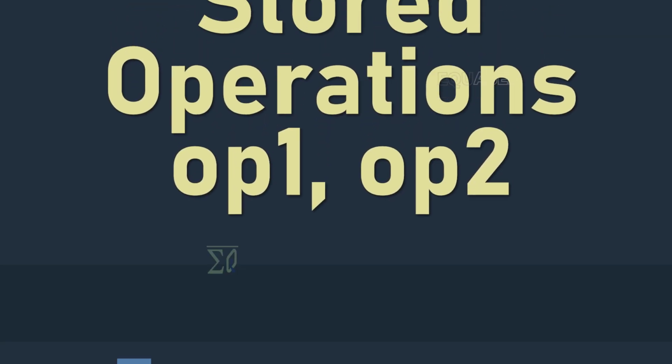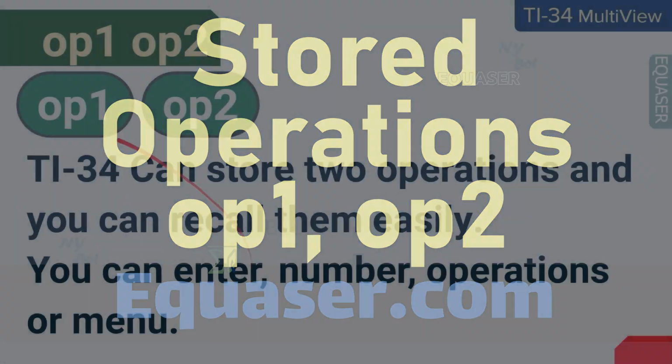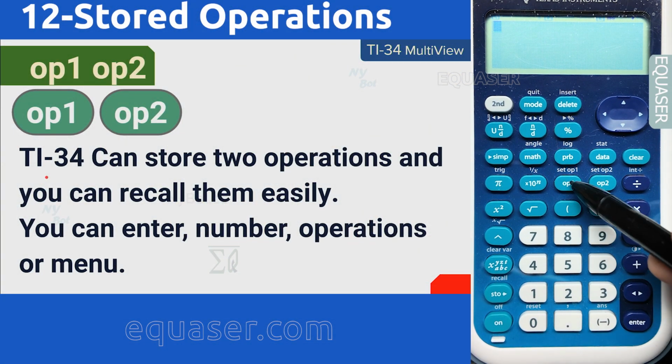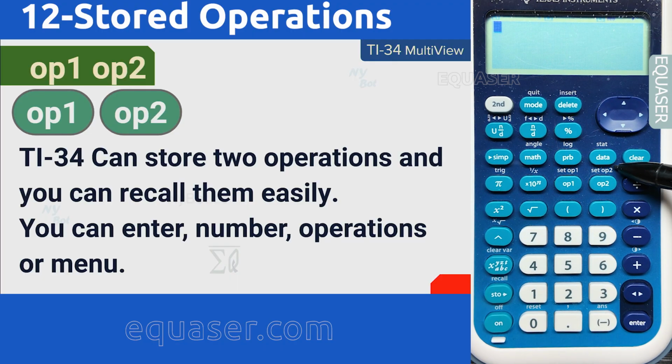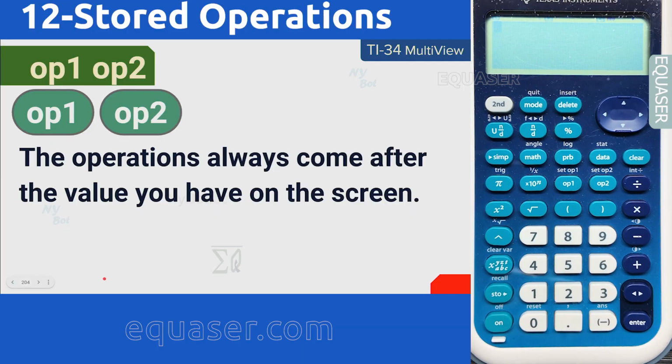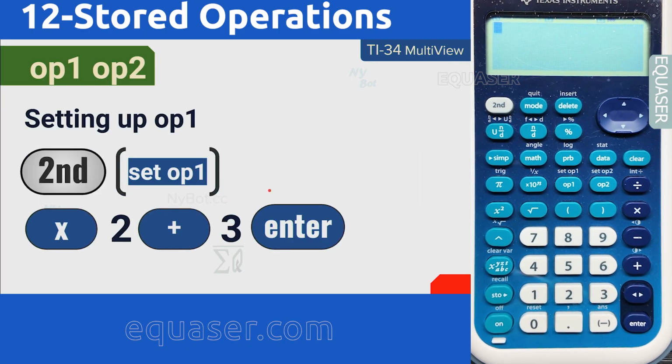Let's have a look at the stored operation, or OP. This calculator has 2 buttons here, OP1 and OP2, and at the bottom it has setup OP1, setup OP2. The TI-34 can store 2 operations, and you can recall them easily. You can enter a number, operations, or menu. The operations always come after the value you have on the screen. So this is important.